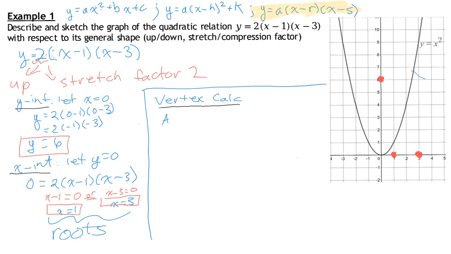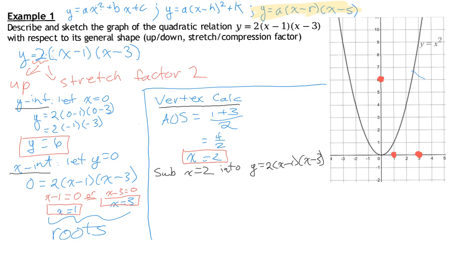So the AOS is equal to the average of the two x-intercepts. In this case, we're going to go 1 plus 3 divided by 2. That means we have 4 over 2, which is 2. So our axis of symmetry is x equals 2. Now that we have our axis of symmetry, we're going to use it to find our vertex, because the vertex goes through the axis of symmetry. So we're going to sub 2 into y equals 2(x minus 1)(x minus 3), and we're going to get this.